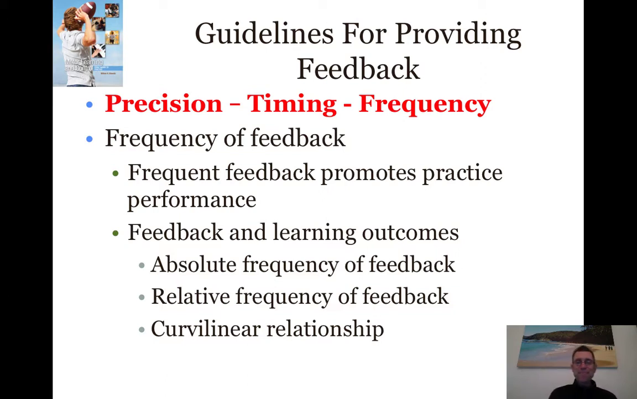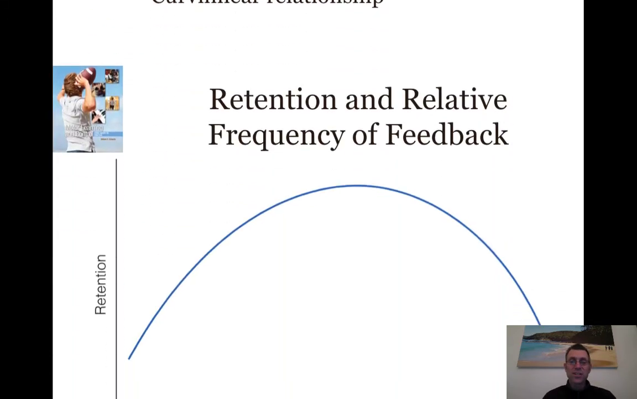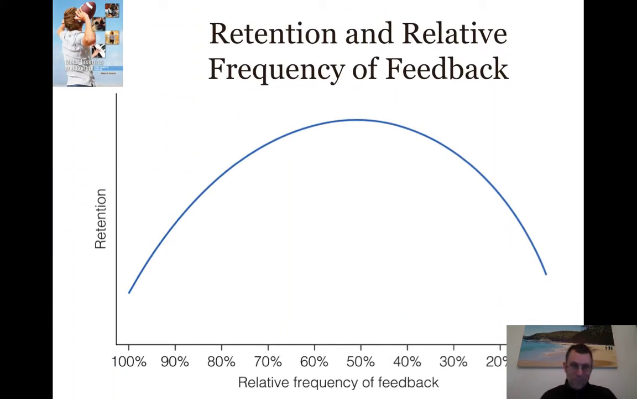So the absolute and relative frequency of feedback have been looked at. Absolute is exactly how much feedback you are giving for a certain number of trials, and relative is usually looked at as a percent. I'm going to give feedback to you every 50% of your trials. And so the relationship, as you can imagine, is curvilinear, right? There is sort of that optimum sweet spot.